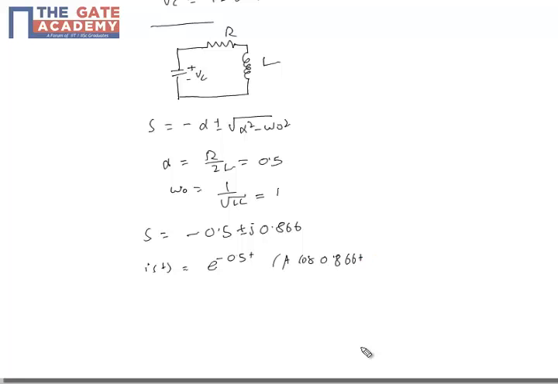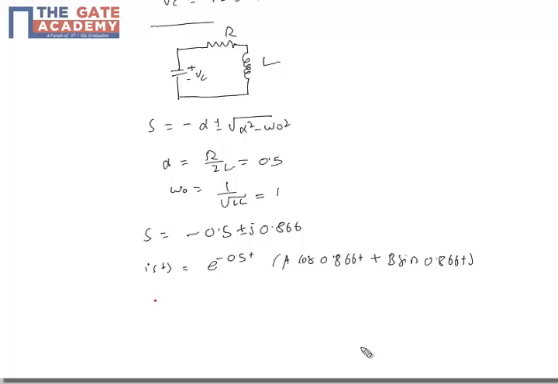Hence my current expression will be e power minus 0.5 t times (a cos 0.866 t plus b sin 0.866 t). Now the values of a and b can be determined by making use of the initial conditions. So one initial condition that we know is the current in the circuit at time t equal to 0.